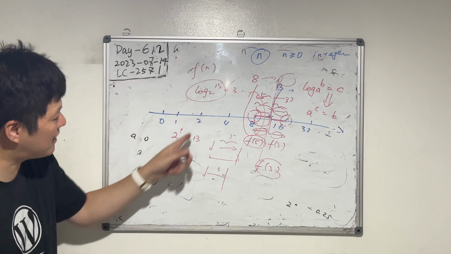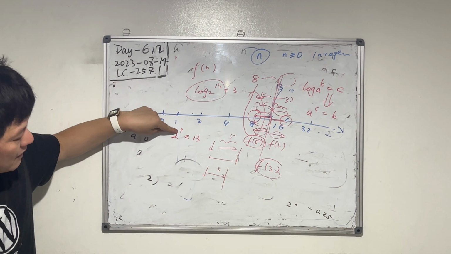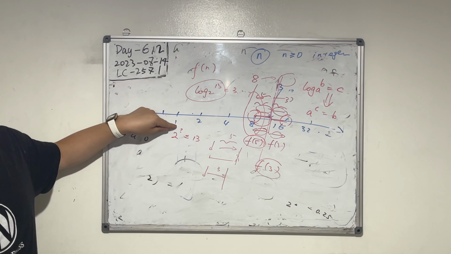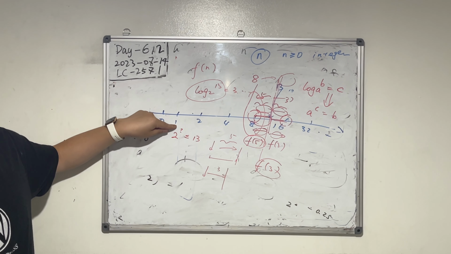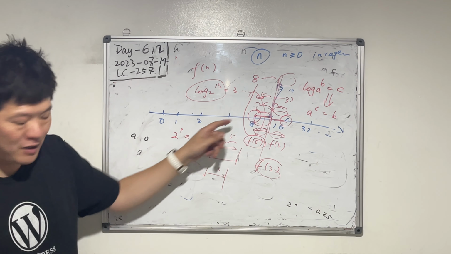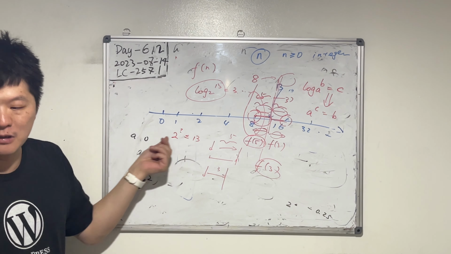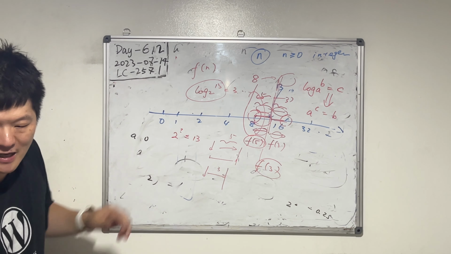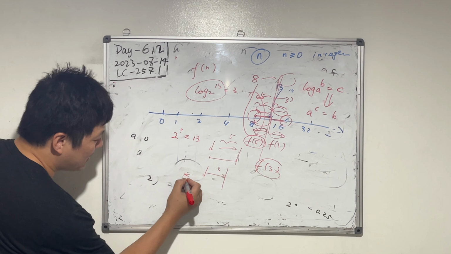If we're looking for the integer, what number should we put here? So 2 to the power of that is smaller or equal than 13. The biggest number is, we put the 3, right? Because 2 to the power of 3 is 8. 2 to the power of 4 is 16. So this something is a number between 3 and 4.